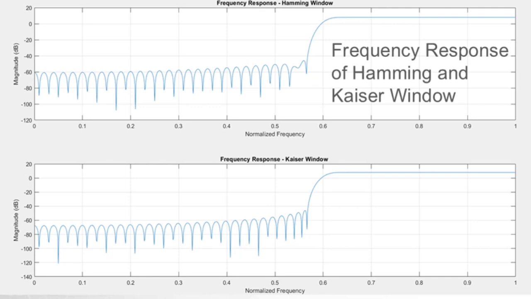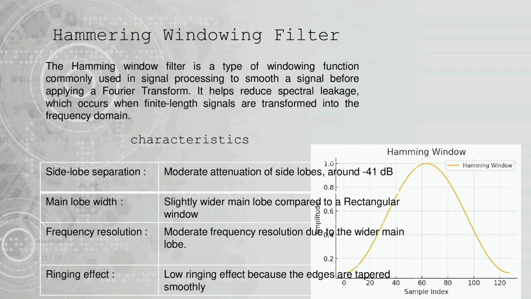This makes it suitable for general tasks but with less precise frequency resolution. Next, the Kaiser window shows a narrower main lobe and much better side lobe separation. Thanks to the adjustable beta parameter, this gives it higher precision and is ideal for applications requiring sharper filters.